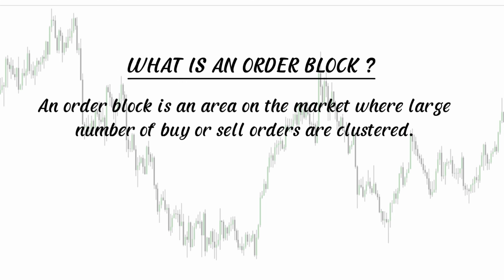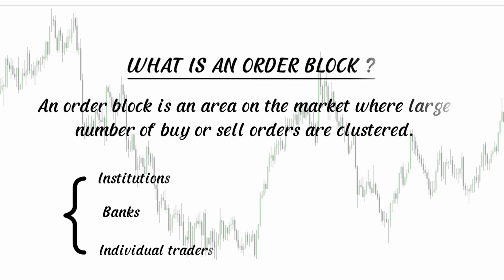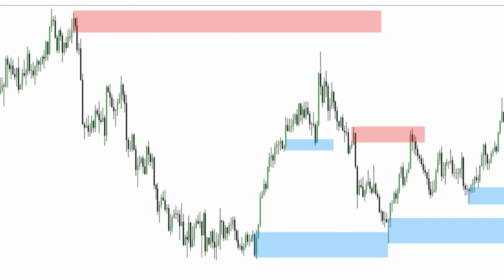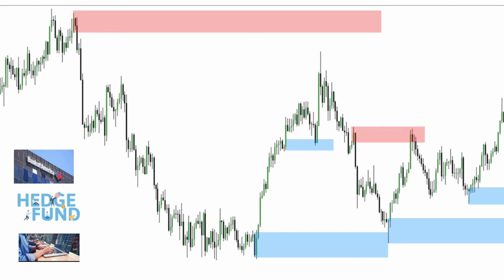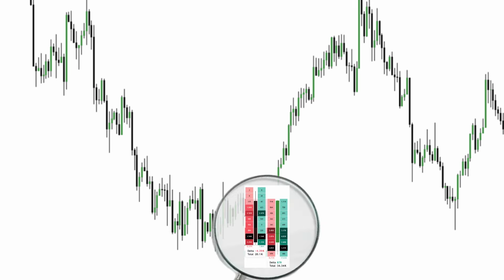Let's get started. What is an order block? An order block is an area on the market where a large number of buy or sell orders are clustered. These orders can be from institutional traders, banks, or even individual traders. It can also be seen as a footprint left by institutional traders, banks, hedge funds, and smart money players. Furthermore, massive orders are placed in the zone, causing price to react strongly.